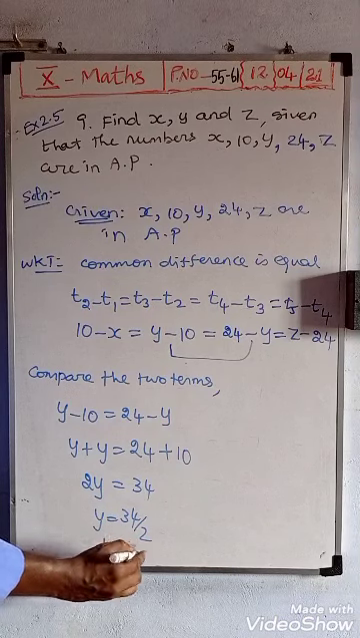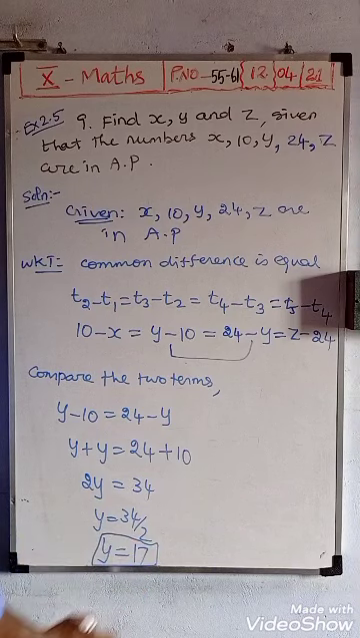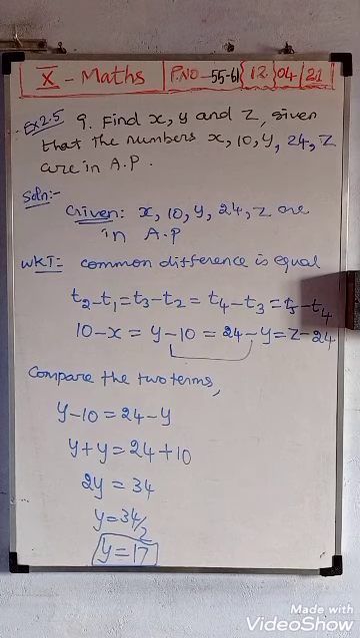Okay. 17 2s are 34. So y you will receive as 17. Now, first two terms you should compare and substitute the y value, then you will receive the value of x.